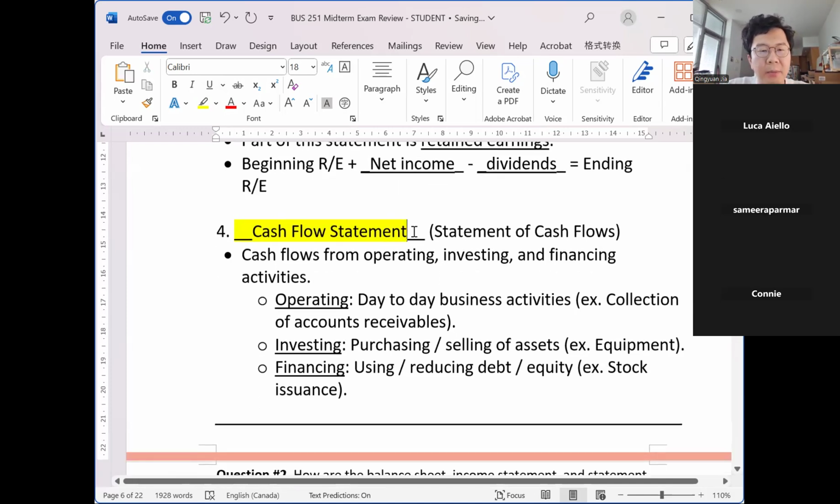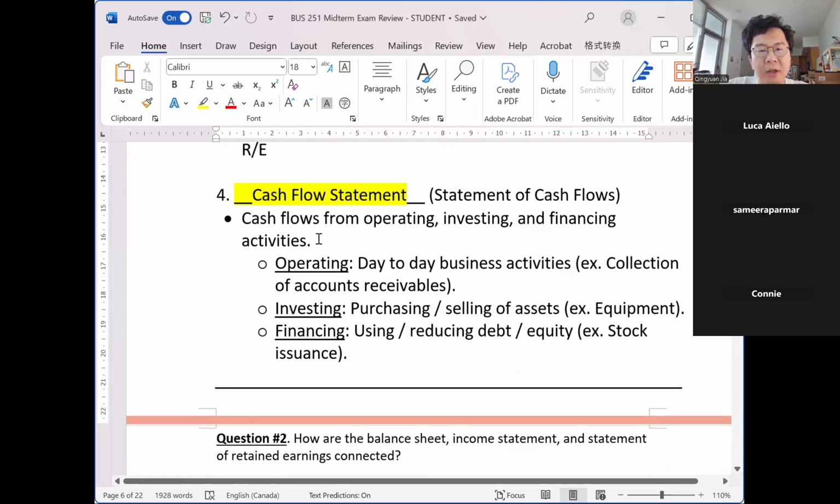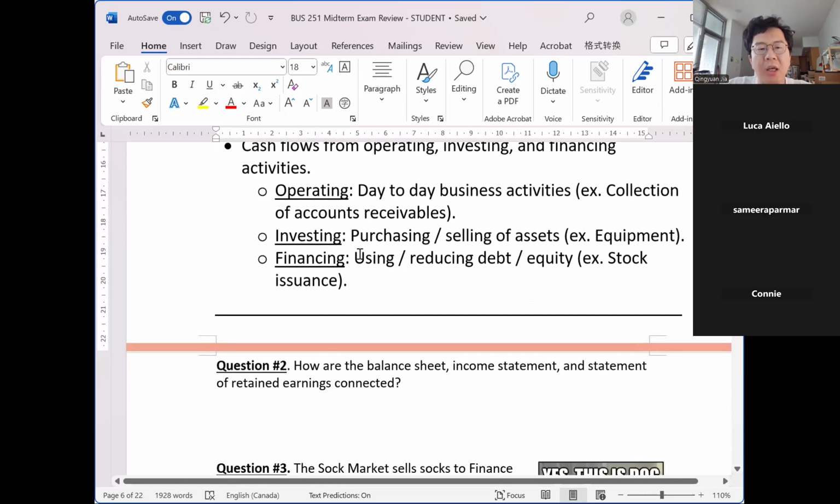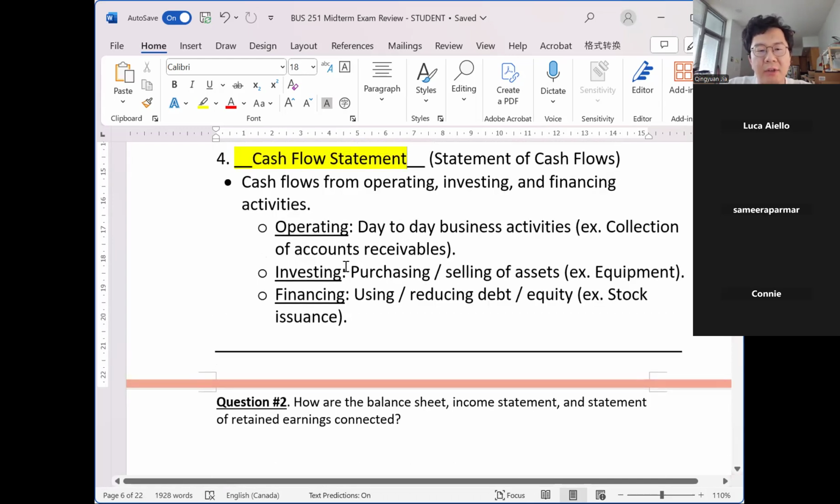And the cash flow statement presents the cash flow from operating, investing, and financing activities. And these are the three types of activities for the cash flow statement. For operating, it means day-to-day business activities. For example, collection of accounts receivable, getting money from the customer, something like this. And investing activities means purchasing or selling of assets.